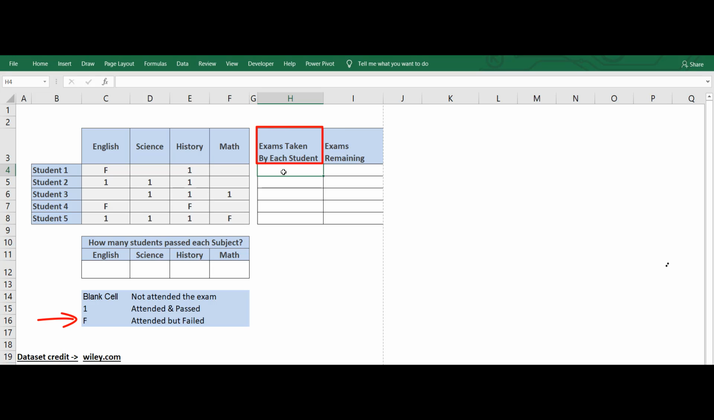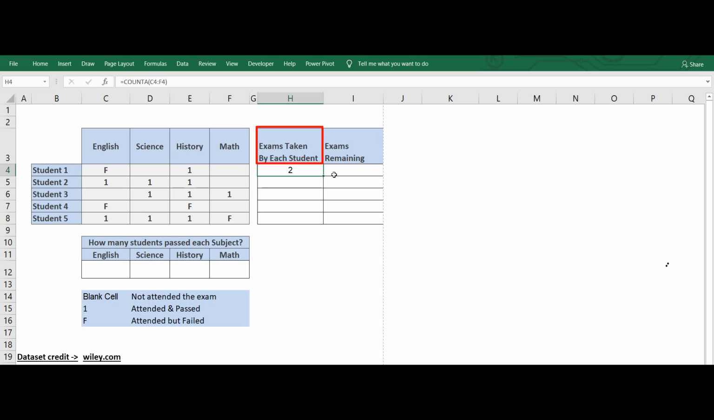So now to answer our first question: how many exams were taken by each student? Here, it doesn't matter whether he failed or passed. We need to consider all the attended exams. In this case, we have text and numerical values, and we need to consider both. As we discussed earlier, COUNTA is the best choice because it counts all the non-blank cells, whether it is a text or a numeric value. It doesn't matter. So let's consider all the attended exams.